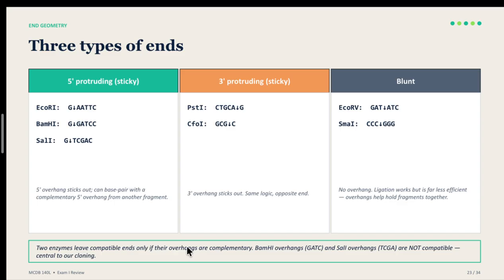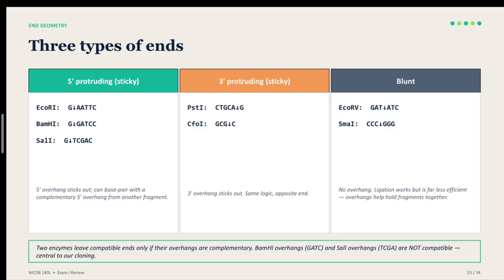So I think there's a pretty important concept here. Geometry is the most important part when it comes to looking at primers and enzymes and cuts and a lot of things in molecular biology. So let's look at these different enzymes. EcoRI, BamHI, and SalI are 3 different types. PstI and CfoI are 2 other types. Protruding and sticky is something that we're going to take a really, really big advantage of, okay? 5' protruding sticky is the most common.